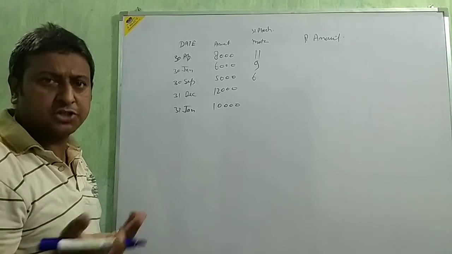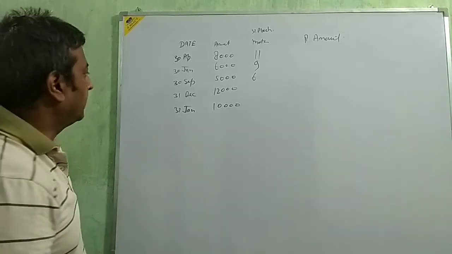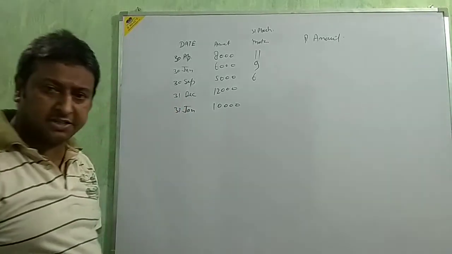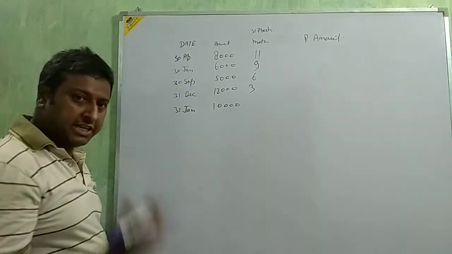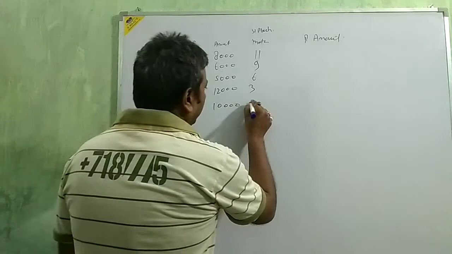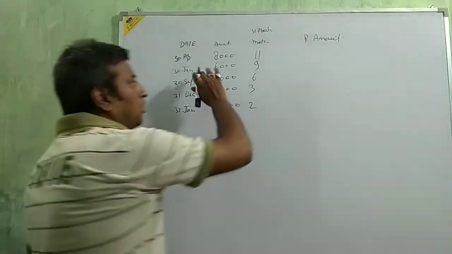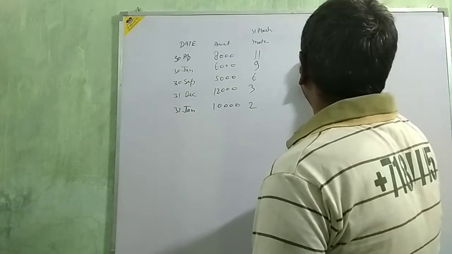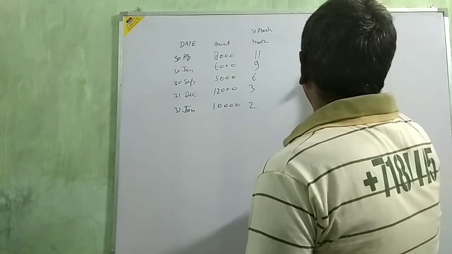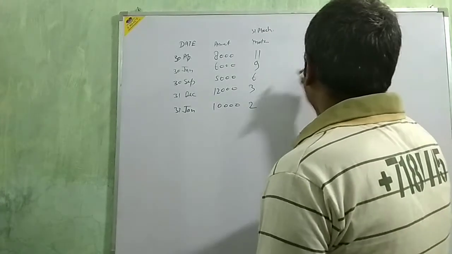Okay, beta? Easy to calculate or not? Easy, na? Okay. Go for that. December. December is finished. January, February and March. Only 3 months. And then January is finished. So February and March, 2 months. Now we are going to multiply this amount by the months and take the product amount.